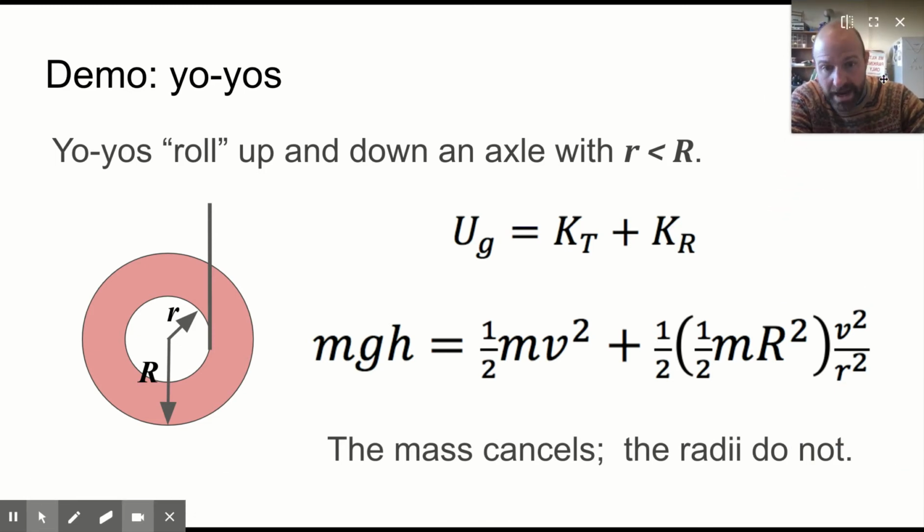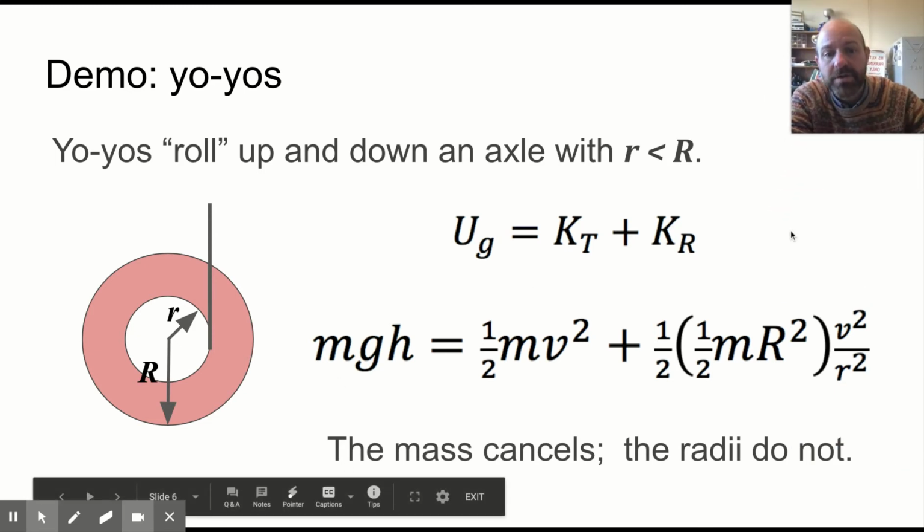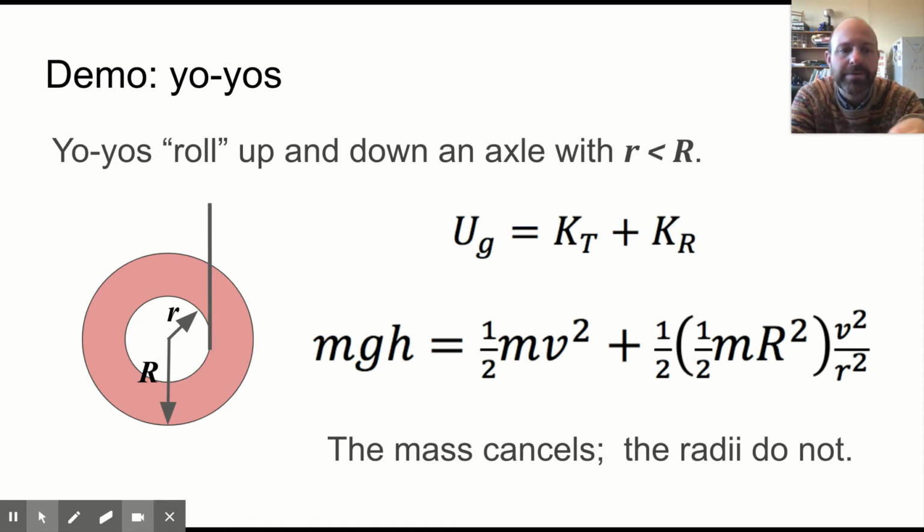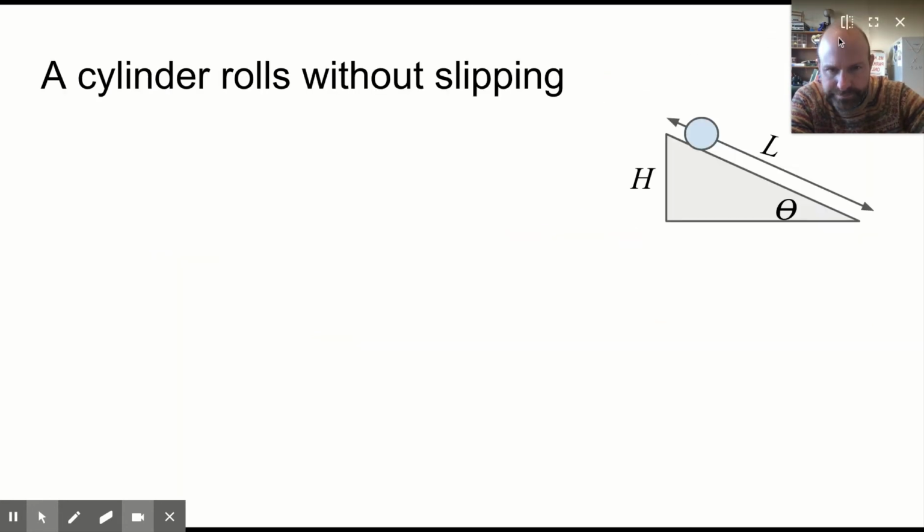The mass cancels out of this because it's in every term, but the radii don't, because we have m capital R squared for the moment of inertia, and we have little r squared for the point where it's rolling up. So you have to be a little bit careful with that. And we saw that yesterday in class when we were looking at problems.